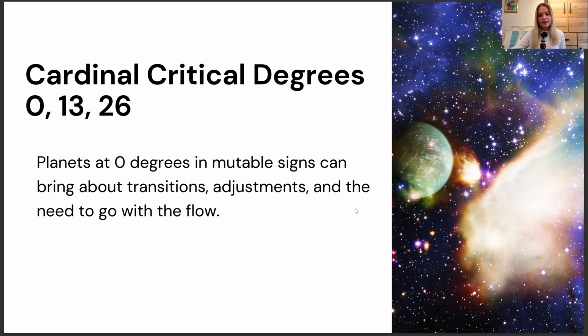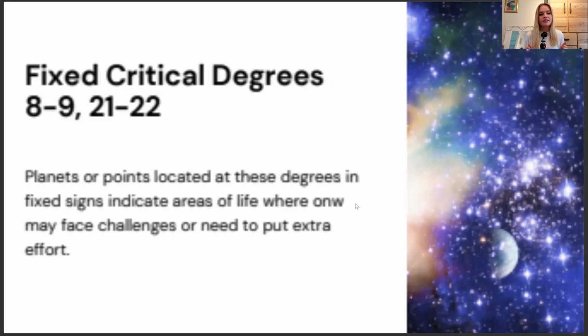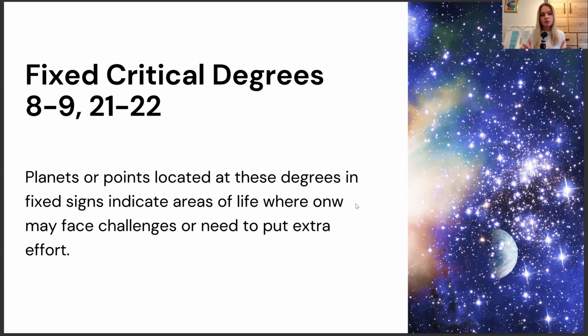Right, so let's look also at the fixed critical degrees, and these are the degrees 8 to 9, 21 to 22. Fixed signs are Taurus, Leo, Scorpio, Aquarius, and generally these critical degrees are associated with stability, determination, perseverance. So if you have any natal placements in one of the fixed signs around these degrees, or at these degrees, they have to be at these degrees, then you've got this stronger ability connected to determination, stability in your life, for example.